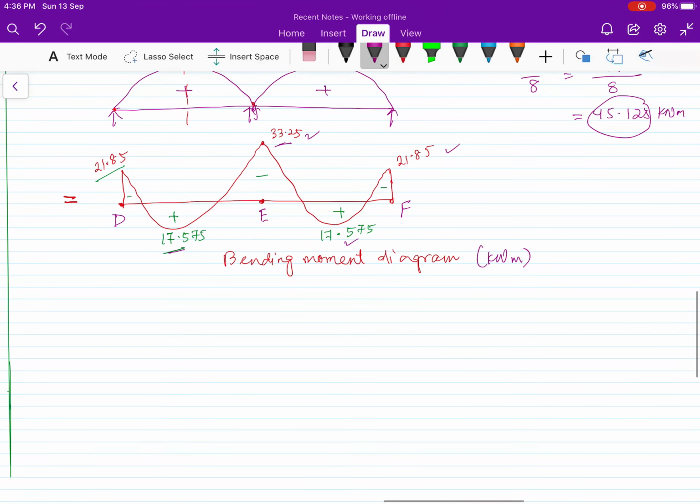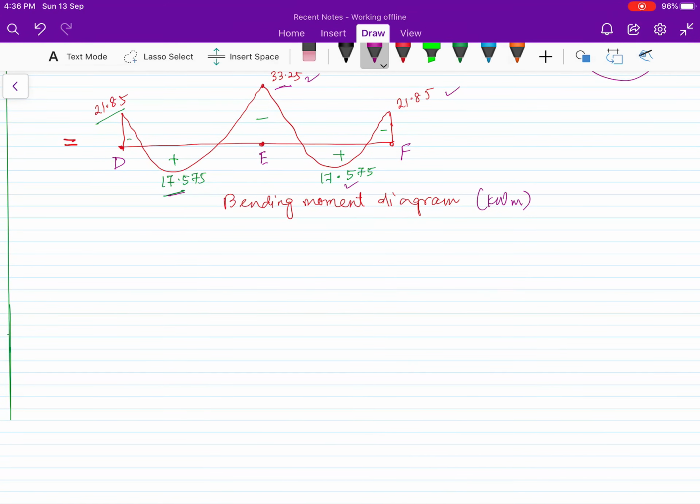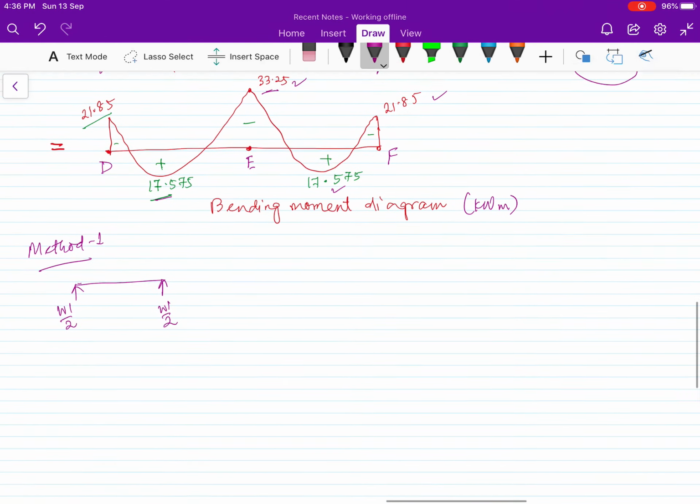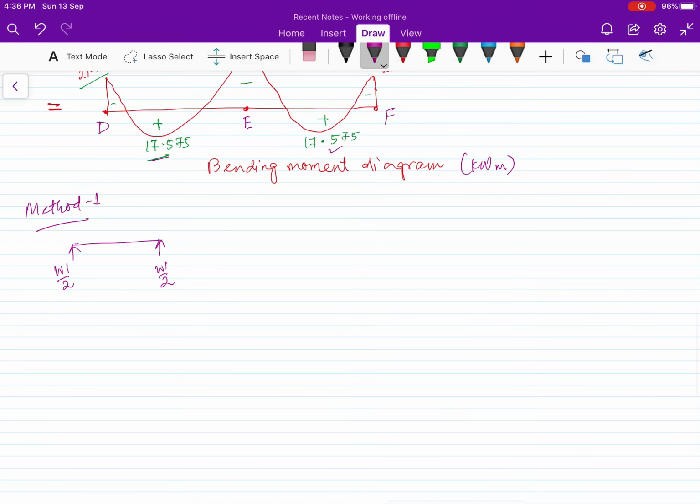So coming to the shear force diagram, there are two methods you can use to calculate the shear force. First method: if you are considering it as a simply supported beam, you will have WL by 2, like we did WL square by 8 for the positive moment. So WL by 2, your W is 14.44 into span 5 meter by 2, you get 36.1 kilonewton. So this is 36.1, 36.1.